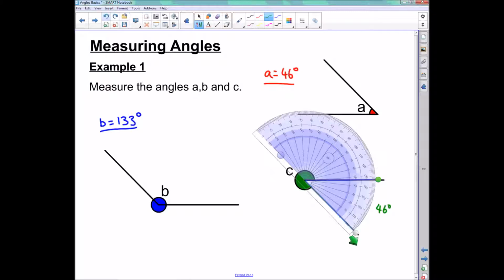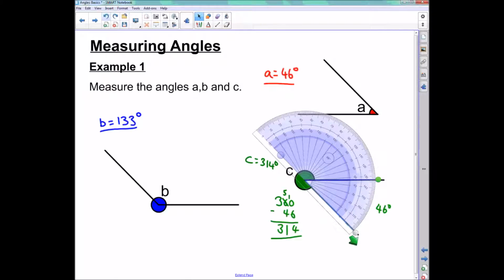So how does this help me work out angle C? Well, I know that a full turn is 360 degrees. So if I have 360 degrees, and I take away my 46, I'll get my missing angle C. So using the column method to take away, borrowing, 10 take away 6 is 4, 5 take away 4 is 1, 3 take away nothing is 3. So that means that C must equal 314 degrees.